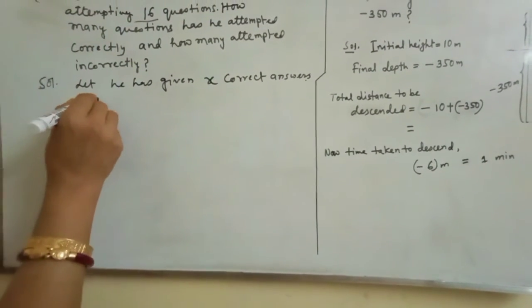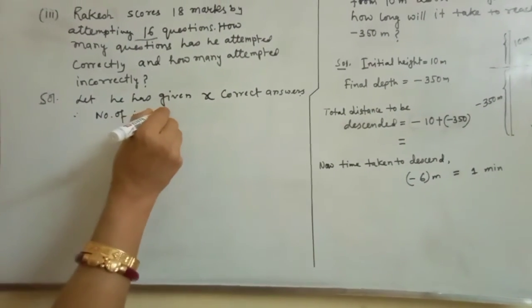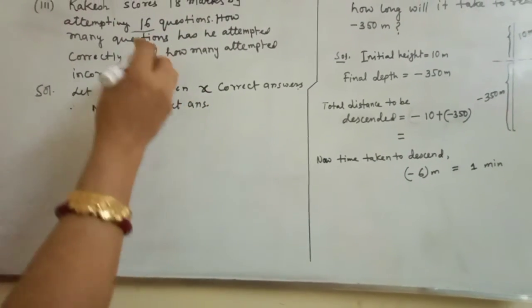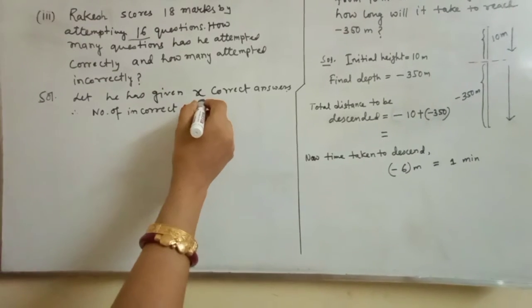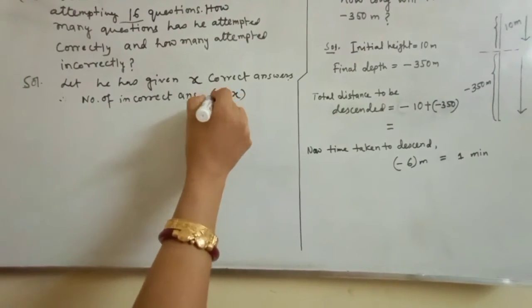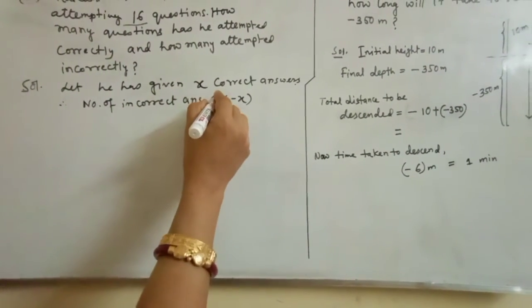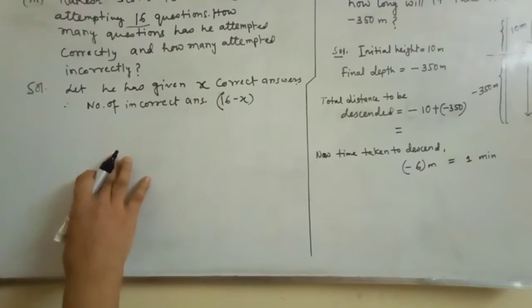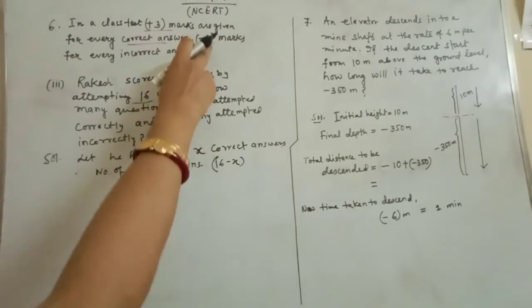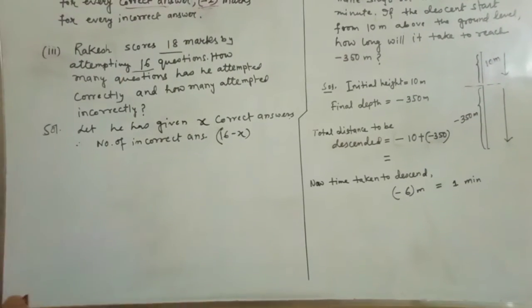Therefore, the number of incorrect answers: as the total number of questions is 16, if X is the number of correct answers, then 16 minus X will be the incorrect answers. The number of incorrect answers will be 16 minus X. Now you know that 3 marks are given for a correct answer and minus 2 for an incorrect answer, and the total marks Rakesh obtained is 18.